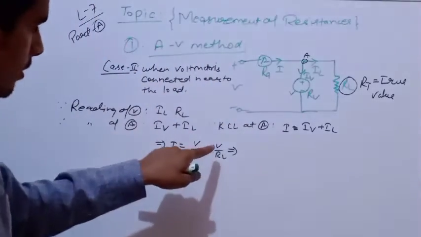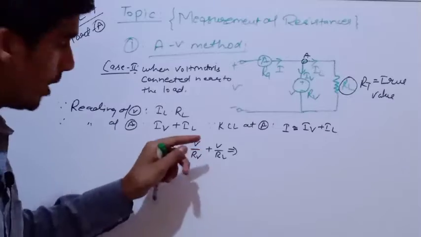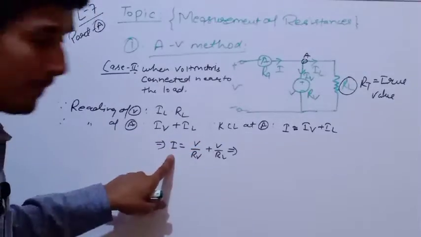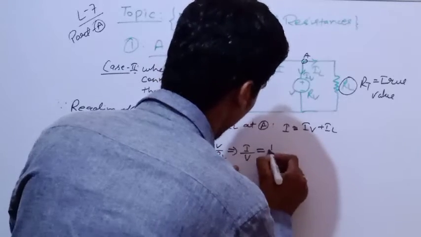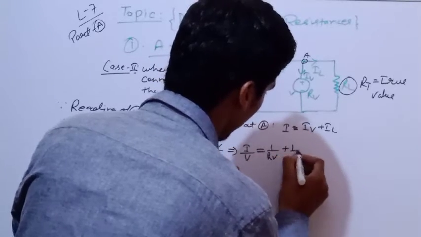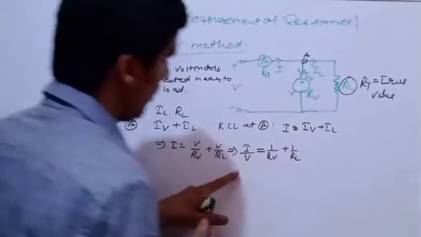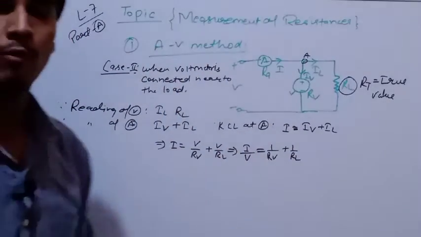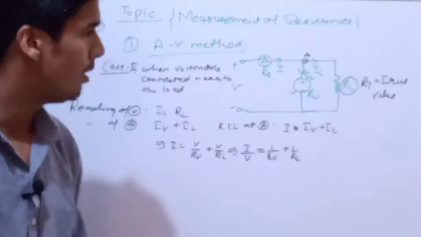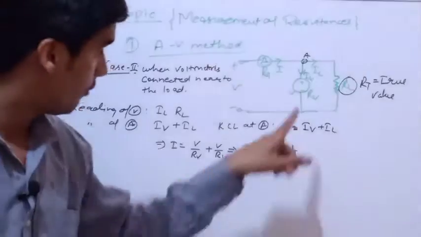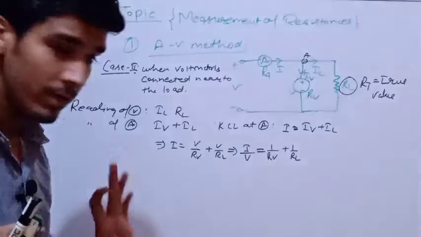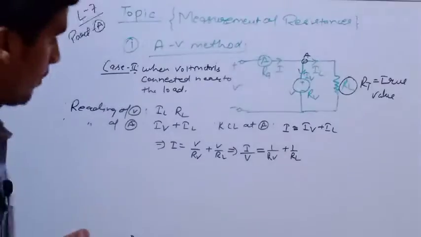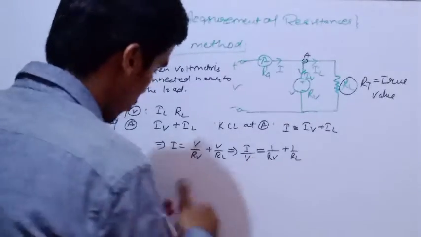Now here you can take V common, and you have to take this V under I. I upon V will be equivalent to 1 upon RV plus 1 upon RL. What is actually I upon V? You know very well, it is RM, the measured value, because you want to take the reading of V and I. So obviously V upon I will be RM, so I upon V will be 1 upon RM. So this term is 1 upon RM.